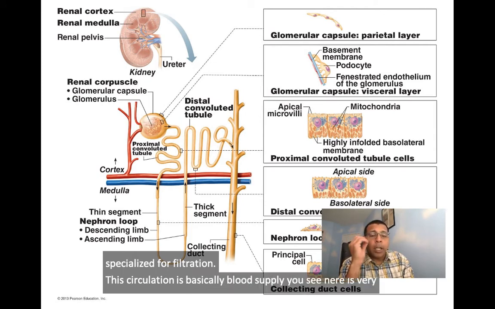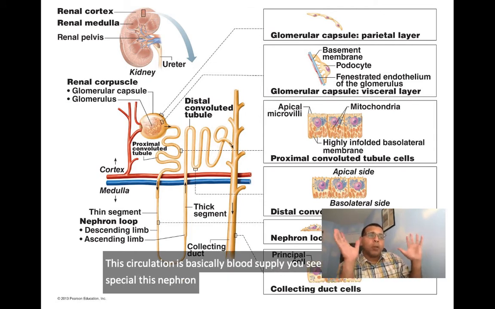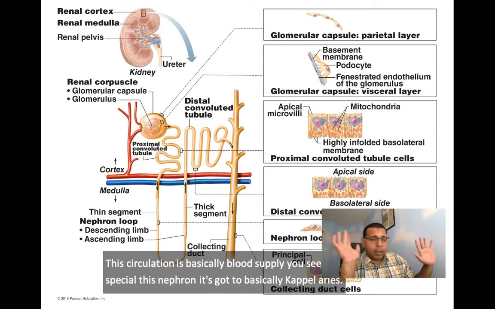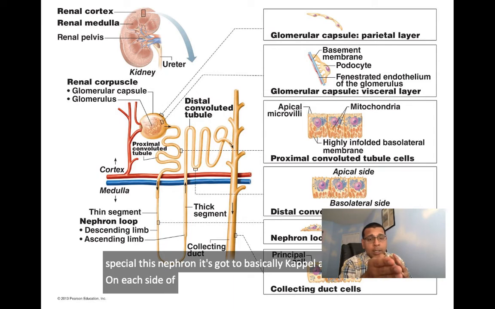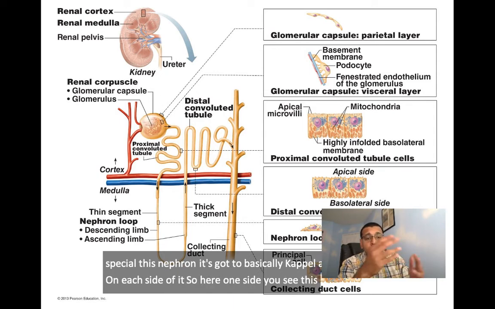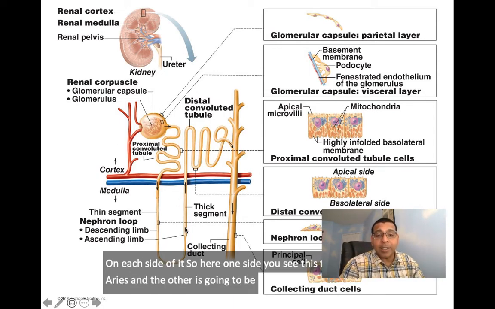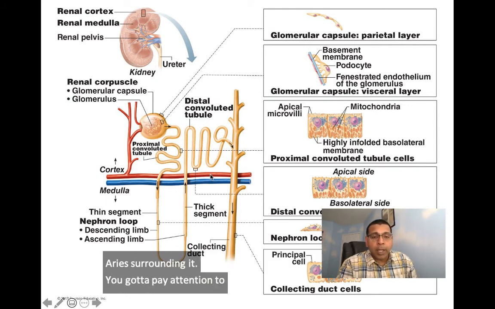This nephron has basically two capillaries, one on each side of it. Here, on one side you see this tuft of capillaries, and the other is going to be the peritubular capillaries surrounding it. So you have to pay attention to these extraordinary things you see here in relation to some of these organs.